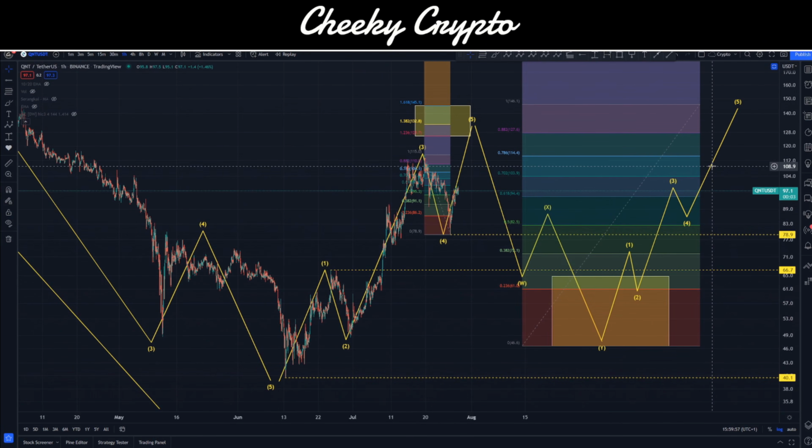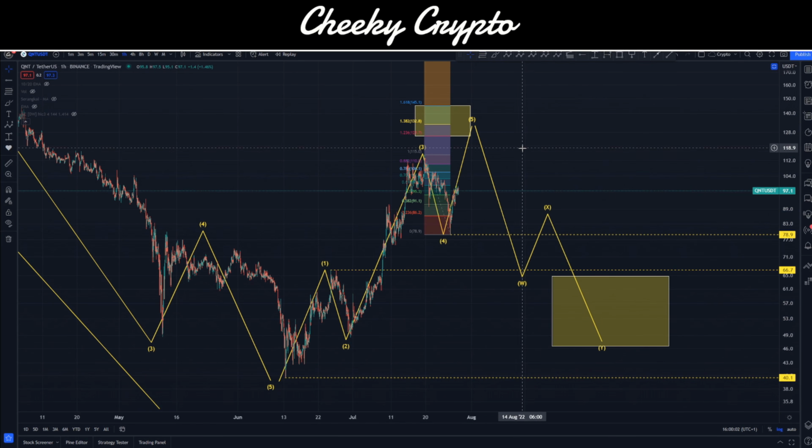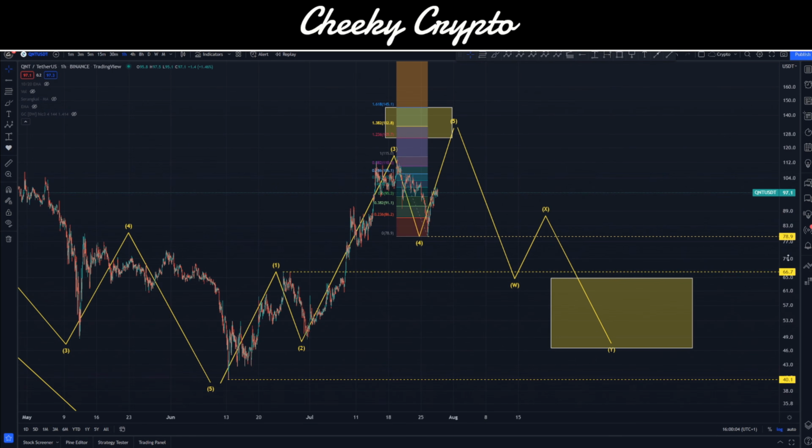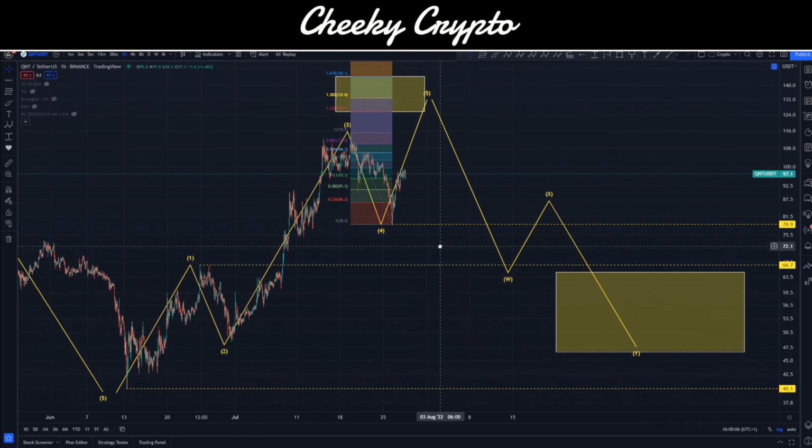And so there's a couple of different ways of looking at it, but the main key here, the thing that we really want to see, is complete that 5th wave so we can have structure, and then we can use that structure to our advantage at a later stage.